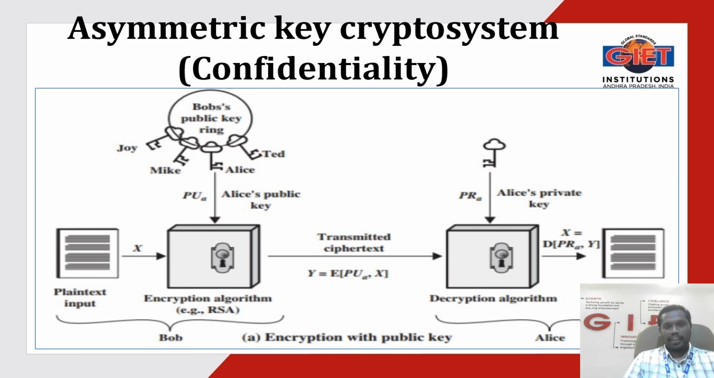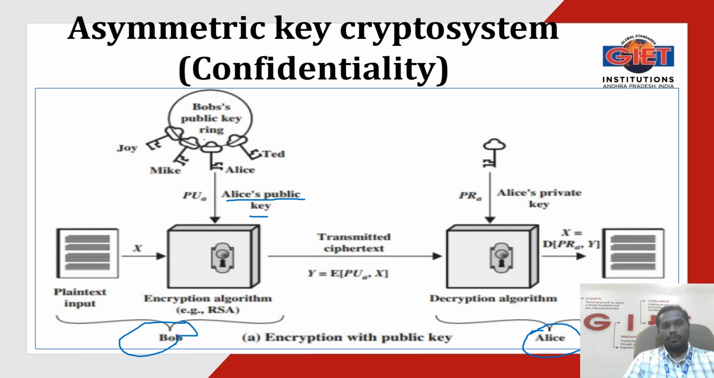Under an asymmetric key crypto system, now the security service is confidentiality. In confidentiality, the thumb rule is that the sender will use the receiver's public key. This is the thumb rule to understand confidentiality in an asymmetric key crypto system. Now we'll see the diagram. Here in this diagram, Bob will make use of Alice's public key. Alice is the receiver, and the receiver's public key is what he is going to use on the encryption side.